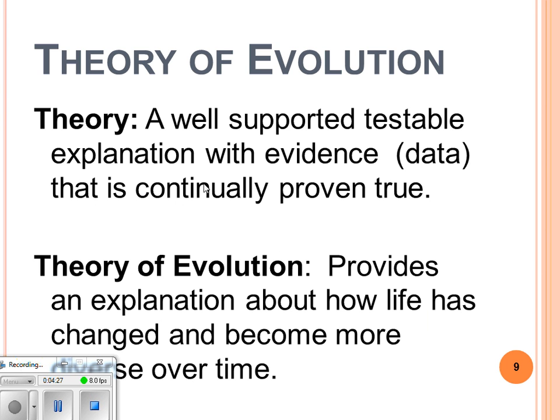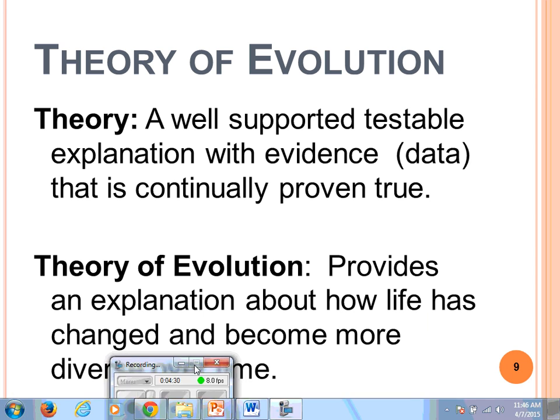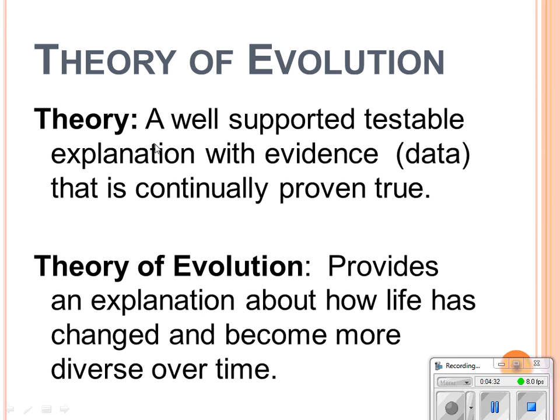And so when we look again at the word theory and what it actually means: a theory is a well-supported, testable explanation with evidence. That is the key word, with evidence, that is continually proven true. And so what Darwin said with evolution, he had this explanation of how things changed and became more diverse over time. He had evidence that he collected time and time again over his studies to come up with this theory. Again, if I'm going too fast, just stop it so you can take the notes.